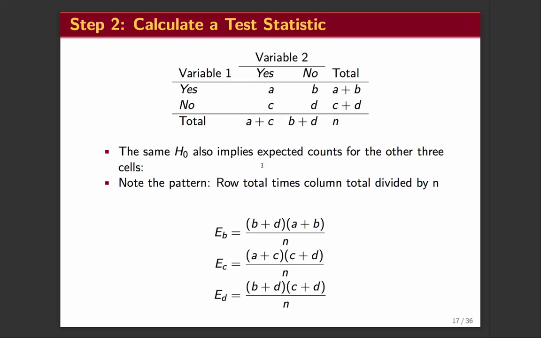What I want you to pay attention to is not necessarily how to do this calculation each time, but that when you're doing a chi-squared test, under the hood it's creating this expected table, or the expected counts that should go in each one of these cells.